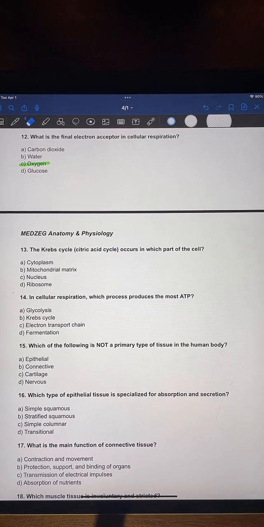The Krebs cycle occurs in which part of the cell? I'm about to take the HESI test. Awesome.